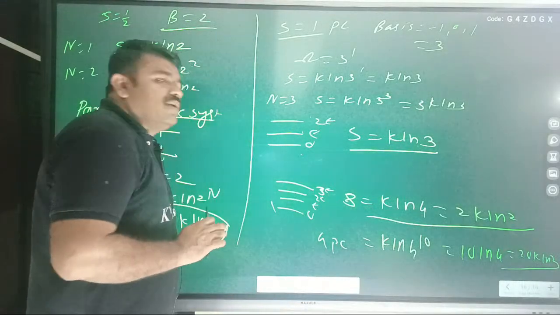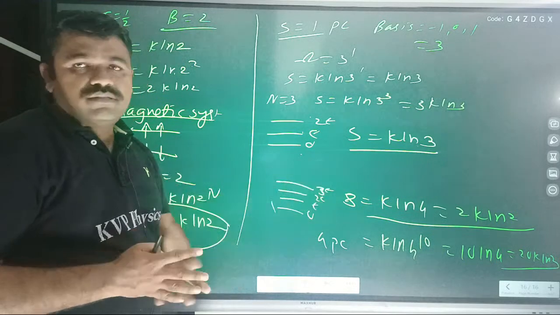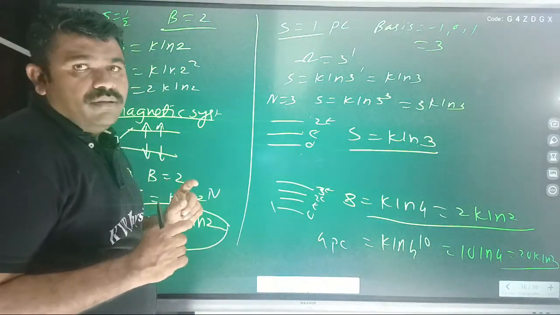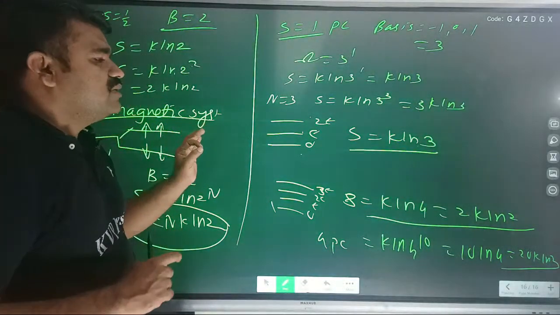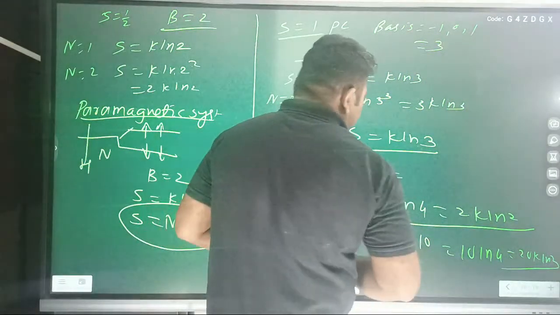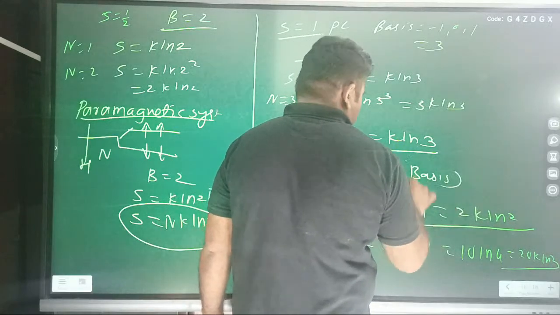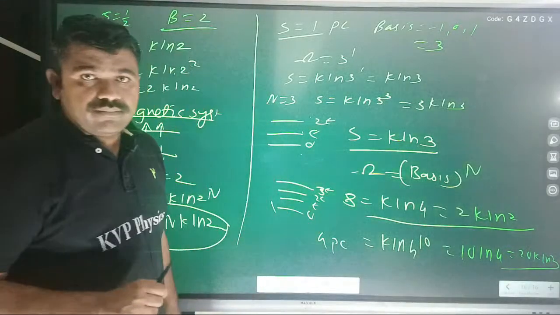Sometimes for 2 marks, questions are asked on entropy. What is the entropy for this system? Entropy for this system is simply K ln omega. But here omega is important. Omega changes from system to system. What is the omega formula? Omega, the number of microstates, is equal to basis raised to n. N represents the number of particles. Basis means basic.